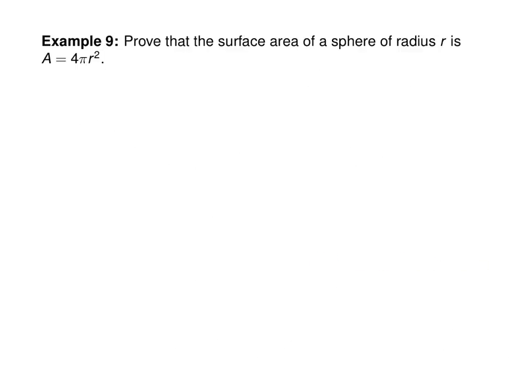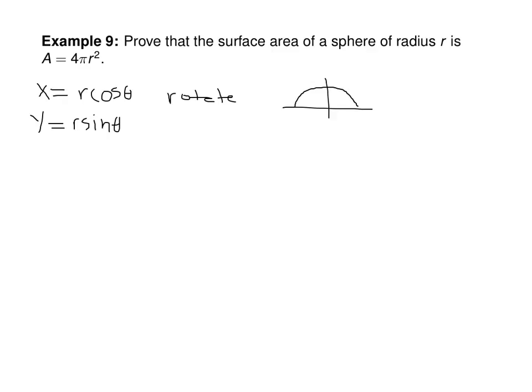And the last thing we will do is prove that the surface area of a sphere of radius r is 4 pi r squared. So once again, we have x equal to r cosine theta, it's just that r is r instead of 5, and y is equal to r sine theta. And we're going to rotate this semicircle about the x-axis. And notice that this corresponds to angles going from 0 to pi.